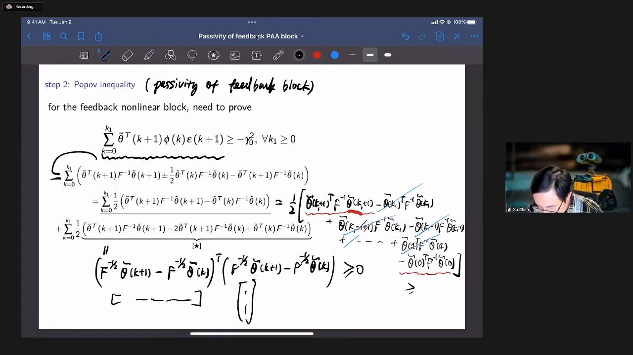So looking at this result, we will see again this is a scalar, right? We have a column vector transpose, which is a row vector, times a matrix times another column vector. This is a scalar. Everything is a scalar. So it's going to be larger than or equal to negative 1/2 theta tilde transpose 0 F inverse theta tilde 0, because this first term is always non-negative. So we have a larger than or equal to sign.